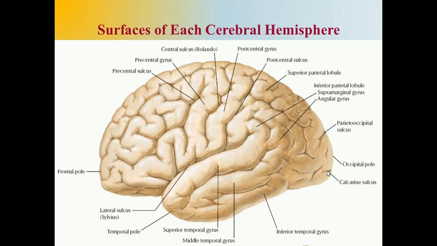I will repeat. The central sulcus, precentral gyrus, precentral sulcus, postcentral gyrus, postcentral sulcus. This is the lateral sulcus that divides the temporal lobe from the parietal and the frontal lobes. This is the superior temporal gyrus, middle temporal gyrus and the inferior temporal gyrus. And this is the parieto-occipital sulcus that divides your parietal lobe from the occipital lobe.